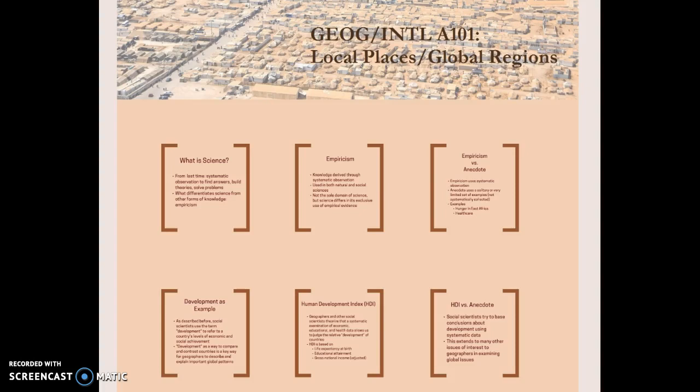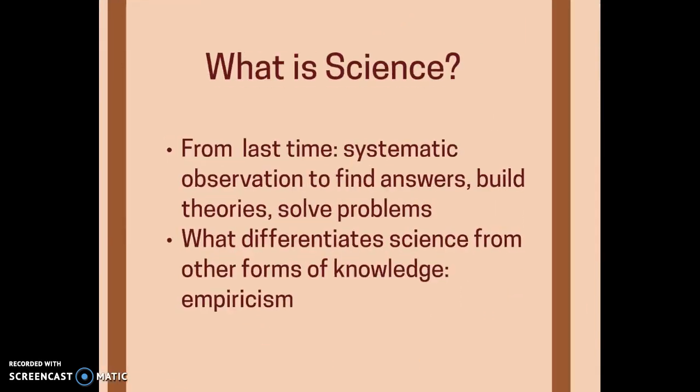Last time we talked about social science thinking, we very generally spoke about geography and about its relation to the social sciences. This time I want to more specifically talk about the issue of what science is. I want to talk about the very systematic nature of science and the way that science uses that to ultimately build theories and solve problems. That is, after all, what differentiates science from other forms of knowledge, an interest in what's called empiricism.